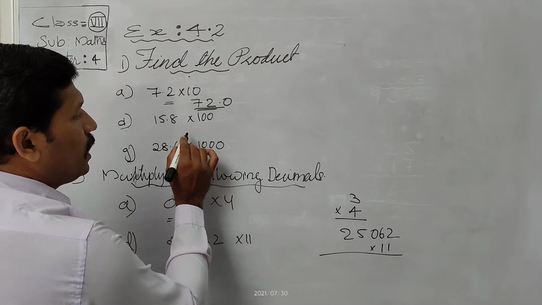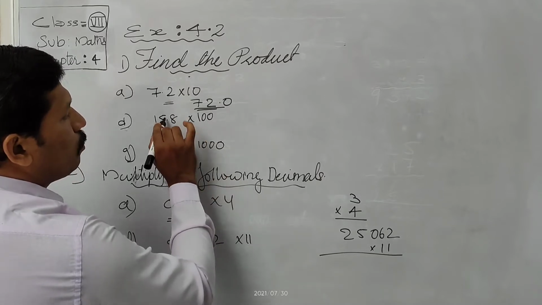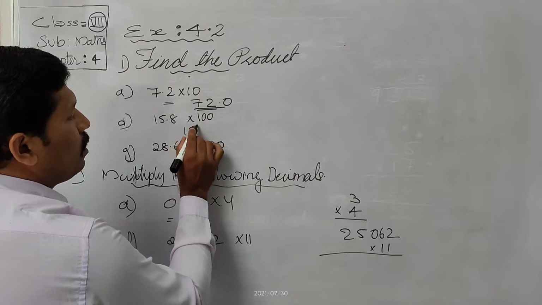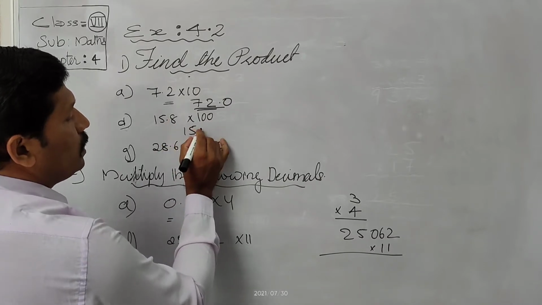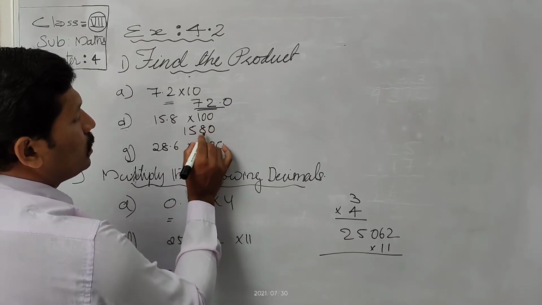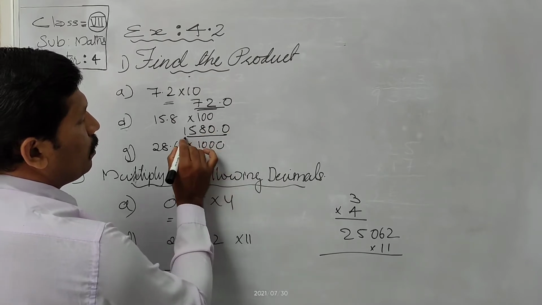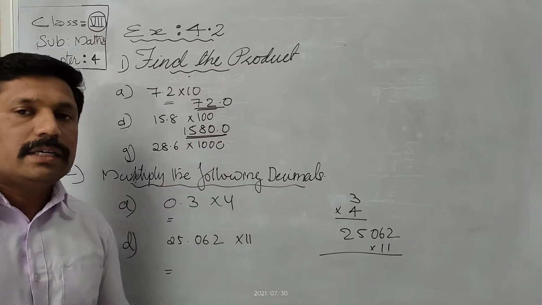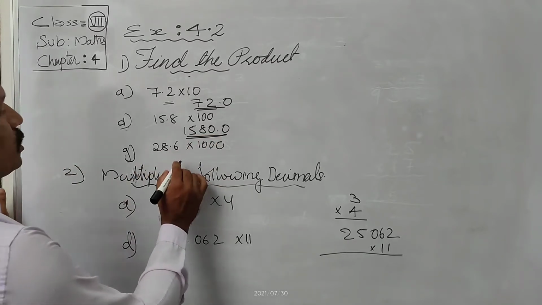Then next, 15.8 into 100. Here 2 zeros are there, therefore we have to shift the decimal 2 places. But here there is only 1 digit, 8. Another digit we have to make by writing 0. So it will be 1580.0.